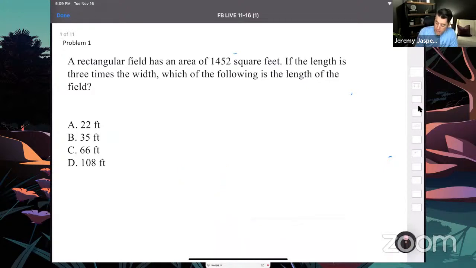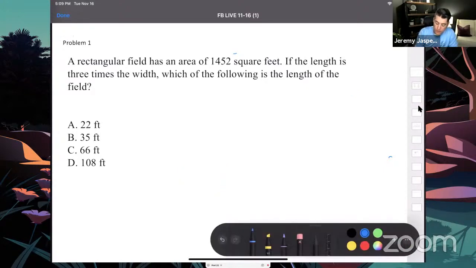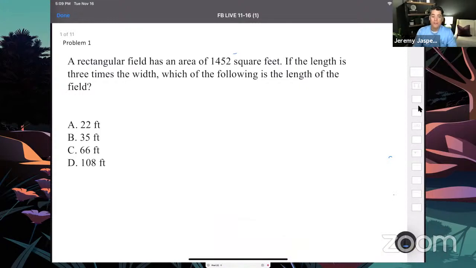So let's just go ahead. Let's knock this one out. It's saying that we have a rectangular field that has an area of 1,452 square feet. If the length is 3 times the width, which of the following is the length of the field? Okay, so pretty basic as far as we got a field. It's given us the square footage, but it's not giving us the exact dimensions. So algebra is going to be in play here.